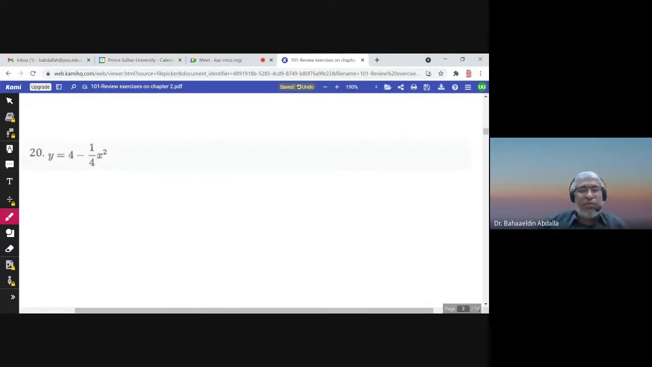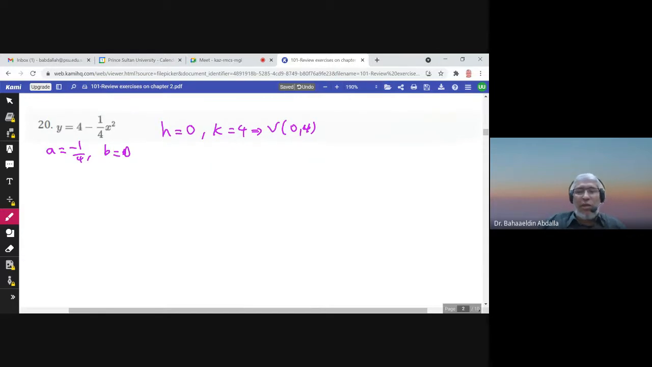Another question. A here is negative 1 over 4, the coefficient of x squared. B is 0 because it's the coefficient of x and there is no x here. So h would be negative b over 2a, so it would be 0 over something, so it is 0. For k, if you replace x by 0, you get 4. So the vertex is (0, 4). A is negative, so this parabola opens downwards and the vertex is the maximum point.